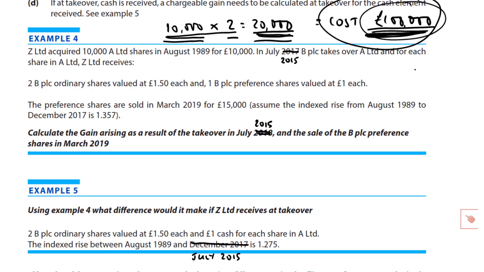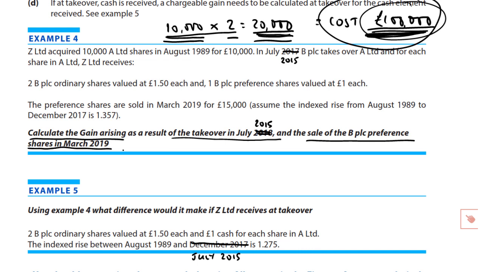together. As you'll probably see, as I've scribbled in here, there's just a change in a date that needs to go through. So hopefully what you've got is a version of this question in front of you that has already been updated. My apologies, the version I'm using here has not got that update as yet. So what does the question require us to do? To calculate the gain arising as a result of the takeover here in July 2015, and then the subsequent sale of the BPLC preference shares in March 2019.